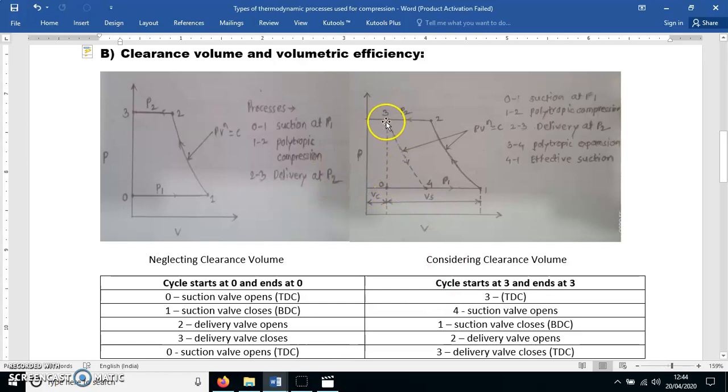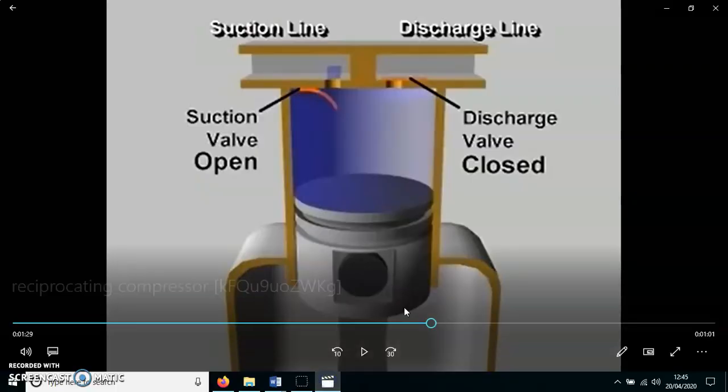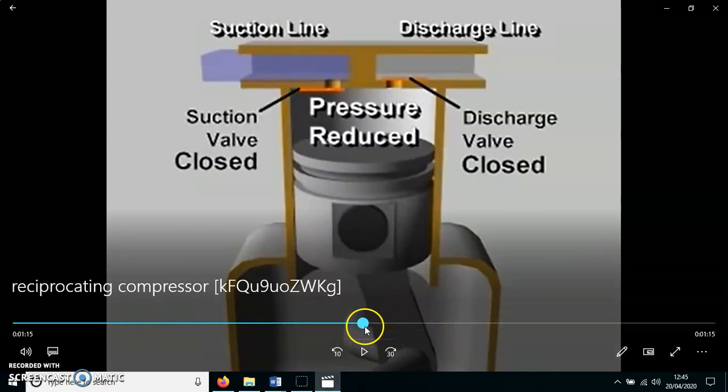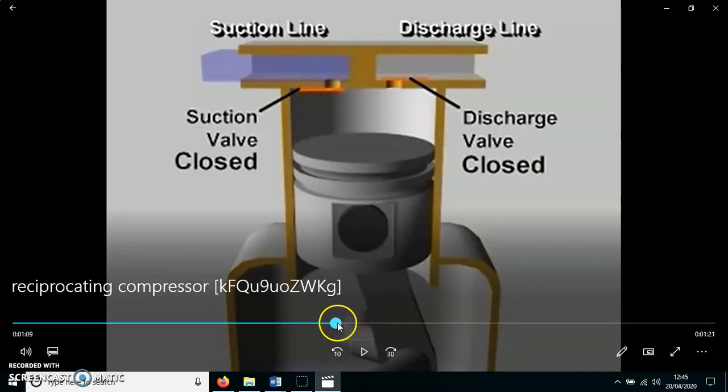Now let's start the cycle from point number 3. Because of the previous compression cycle, when the delivery ends, inside the clearance volume some residual air remains, and that is at delivery pressure P2. Now when suction starts, the suction valve will not open immediately. Now see how. Just look at this animation carefully. I will run it.